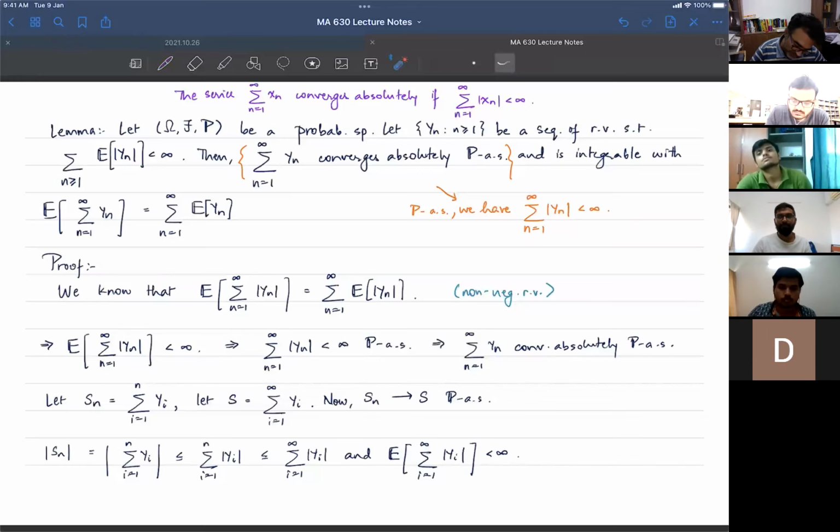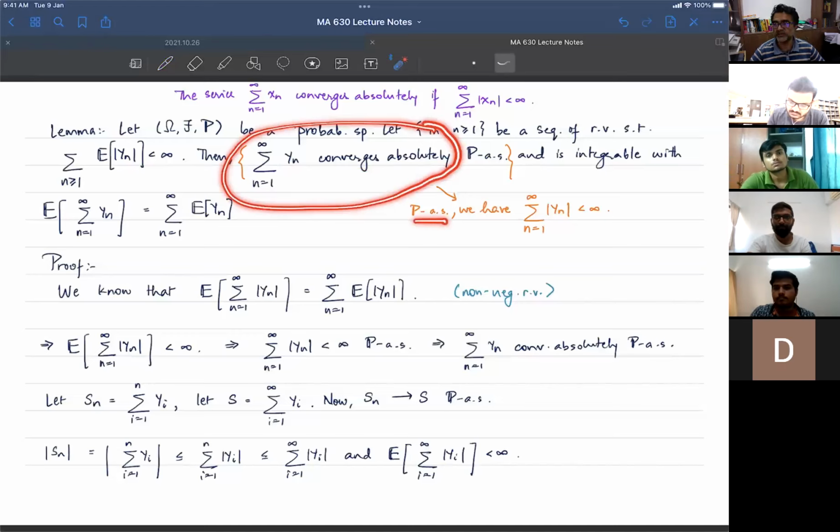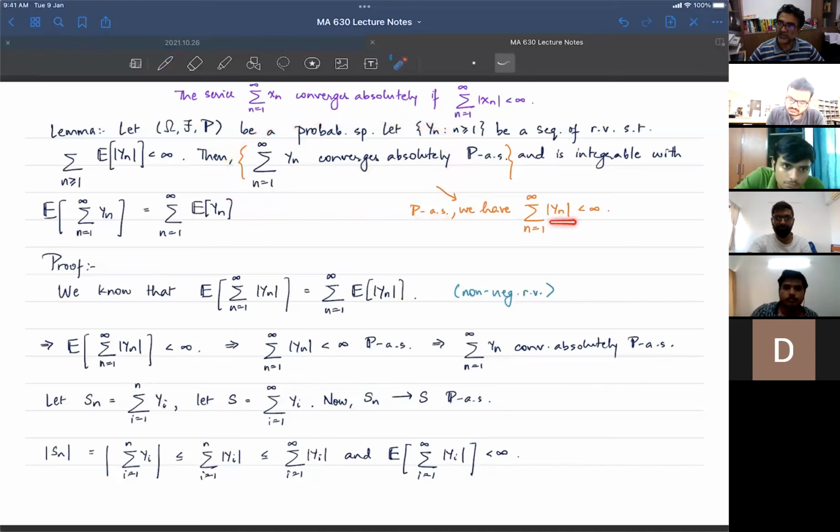All right, so in this lemma, we're saying that under these assumptions, the sum n going from 1 to infinity of Yn converges absolutely, P almost surely. So that means P almost surely, this series converges absolutely. If it converges absolutely, that means that if I take the absolute value of the Yns and add them all up, I will get something finite.